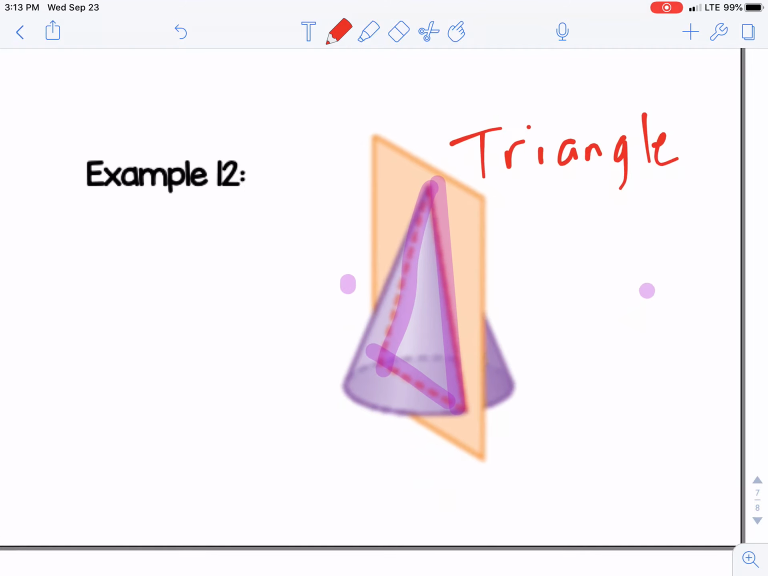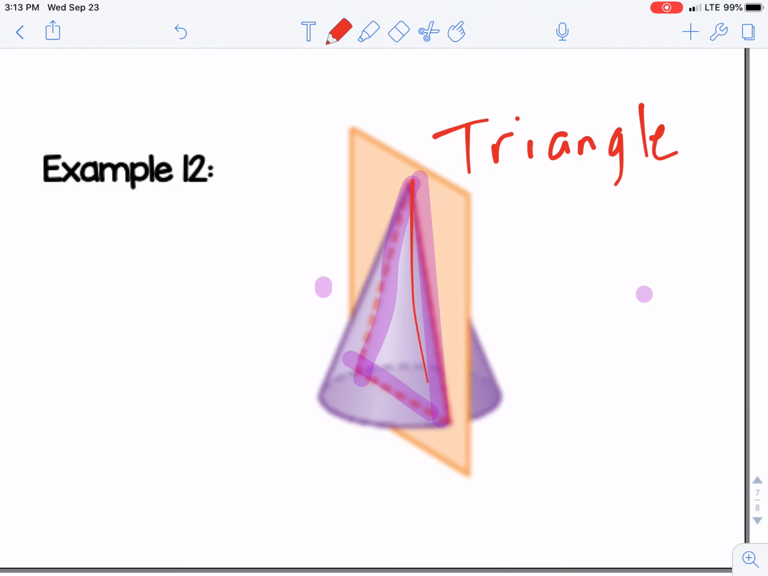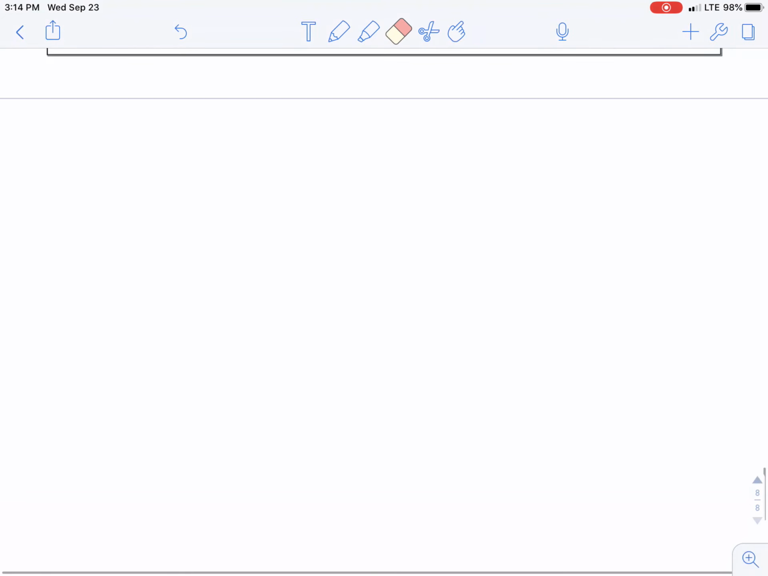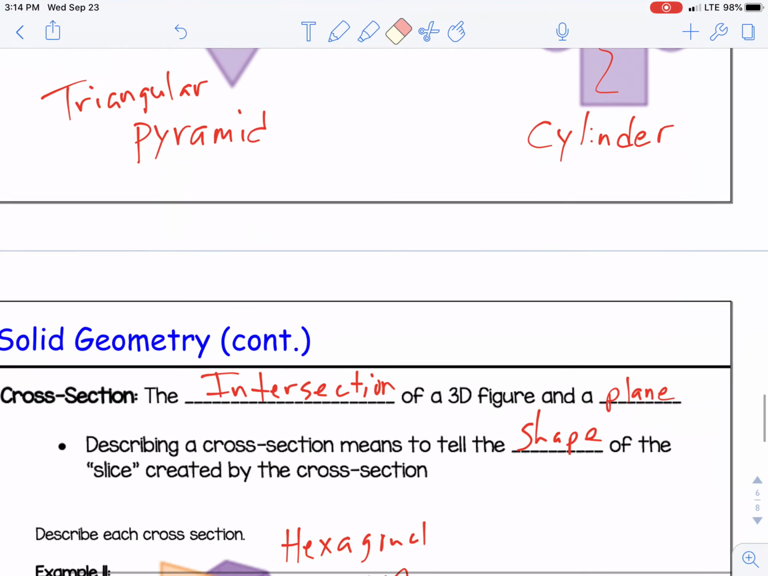Okay? Well, what happens if I cut that cone horizontally? If I cut it this way? What shape would I be staring at? I would be staring at a circle, because that's what the base is going to be. All right? So if you cut it that way, it's going to be circular. So it'd be a circle. All right, so that's in a nutshell how we're going to go through and name things.